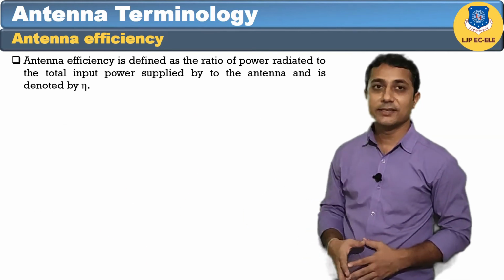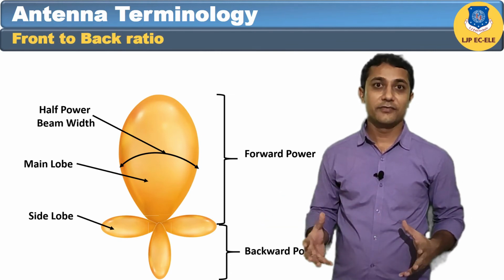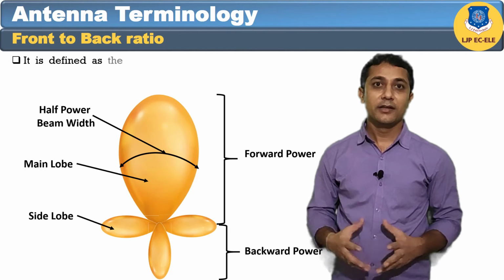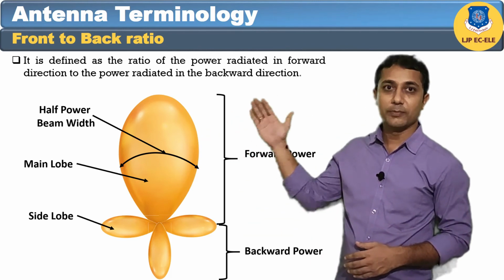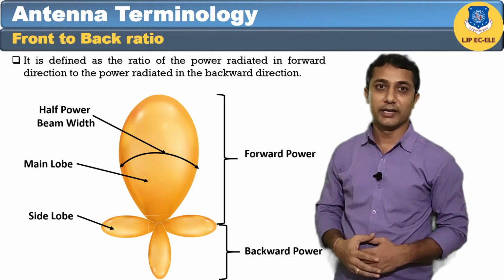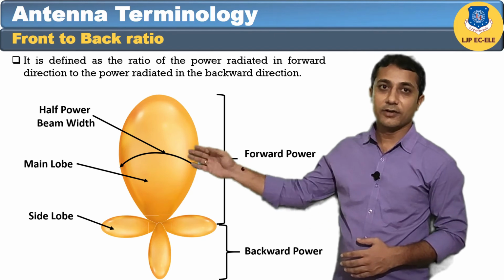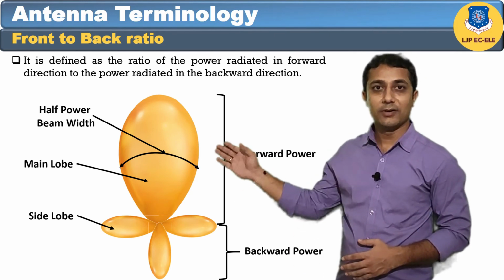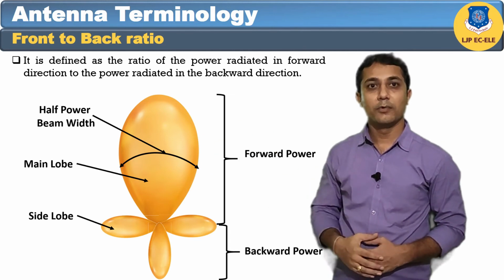Now, what is the FBR? That is front to back ratio. It is defined, as the name says, as the ratio of power radiated in the forward direction to the power radiated in the backward direction. We can also derive the formula from it: front to back ratio is equal to the power radiated in the desired direction to the power radiated in the opposite direction.